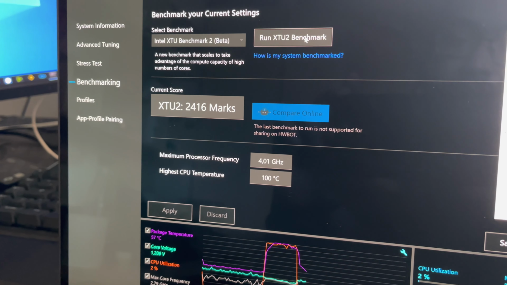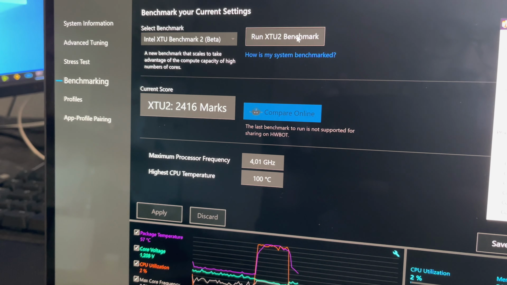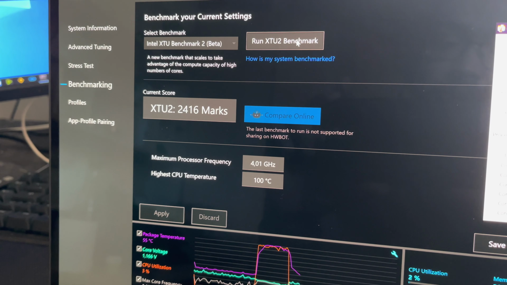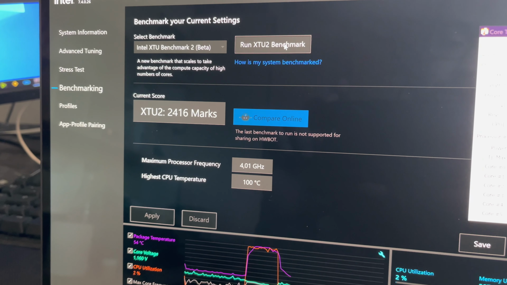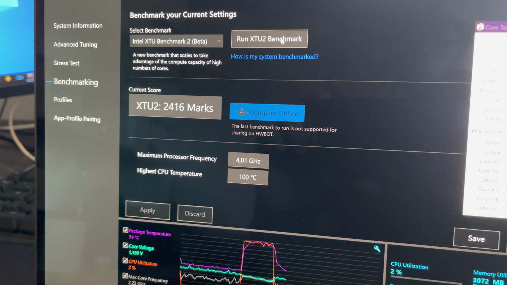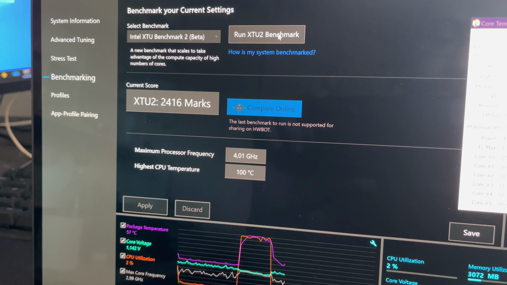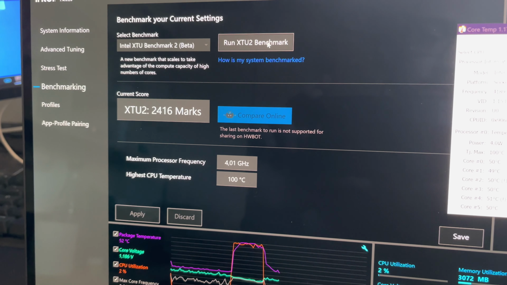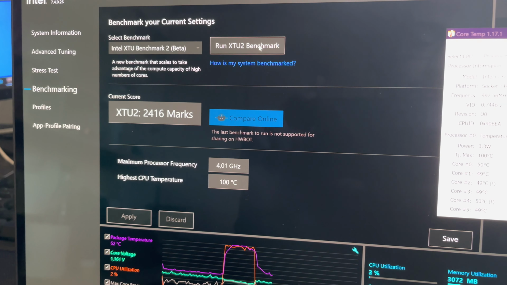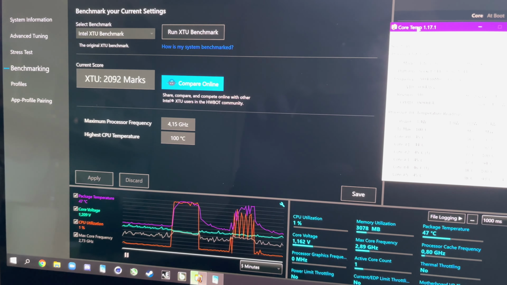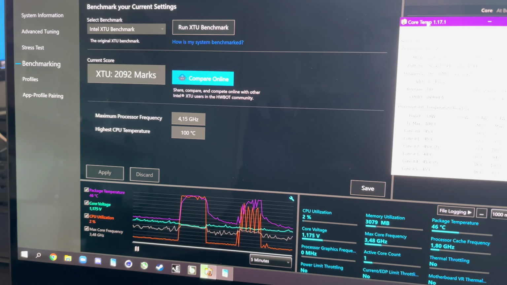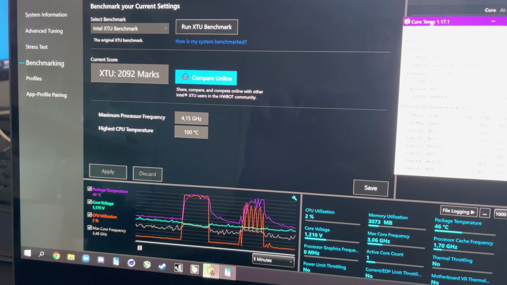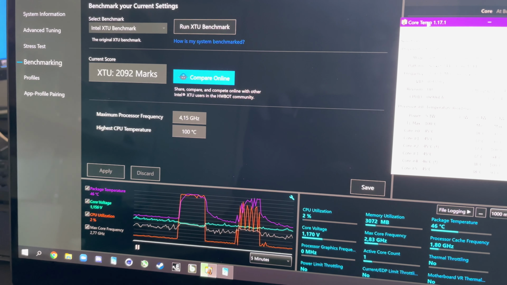This is now the XTU2 benchmark. As you can see, 2,416 points. I don't have the exact score in mind that we had before, but I assume that it's also around 10% more. Well, for now I'm pretty happy with the result. As you were able to see, even on modern laptops, it's a good thing to change your thermal paste.